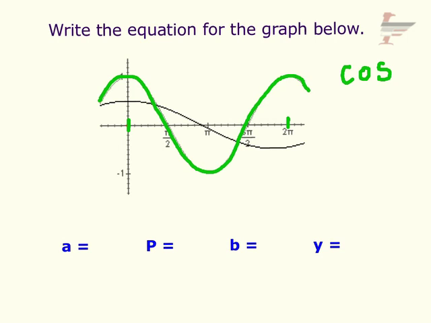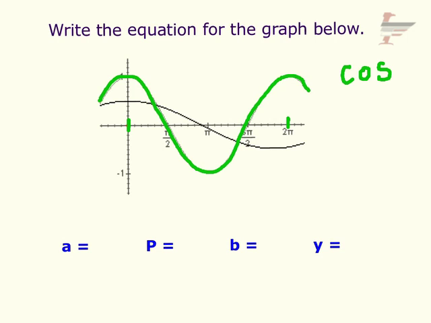You also know that the midline is at the x-axis, because it cuts it right in half. So I'm not going to have any sort of vertical shift, otherwise it would be up here more or down here more. And it starts right on the y-axis, so I also don't have any horizontal shift. I'll start out by making this one nice and easy.